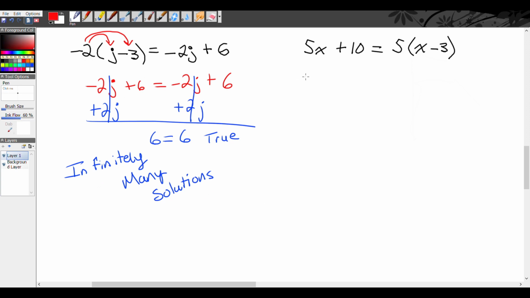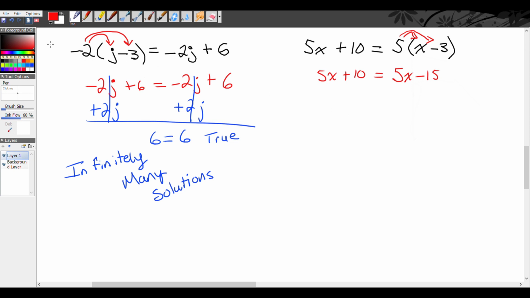All right, so let's take a look at our last example here, which is pretty much a counter example. It's the opposite of this. So we could take a look at how this works. We have distributive property on the right-hand side here. So let's go ahead and say 5 times x, that's 5x, and 5 times negative 3, that's negative 15. And on the other side, we have 5x plus 10.